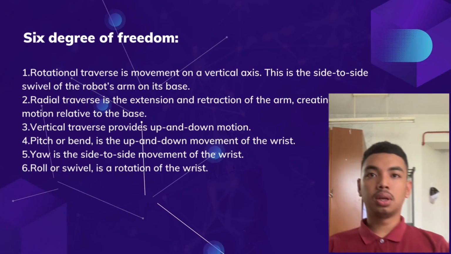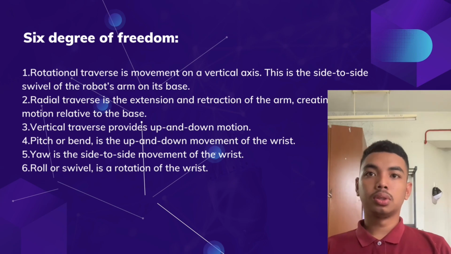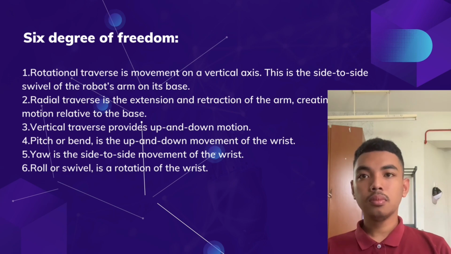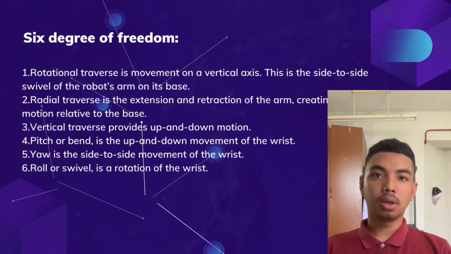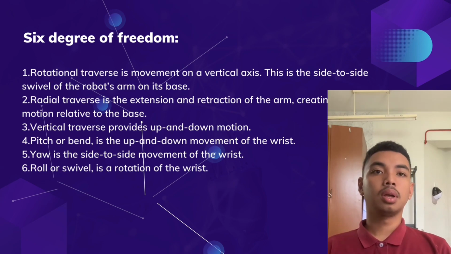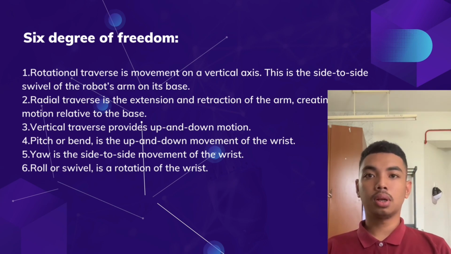And then 6 degrees of freedom. Number one, rotational traverse is movement on a vertical axis. This is the side-to-side swivel of the robot arm on the base. Number two, radial traverse is an extension and rotation of the arm, creating in and out movement relative to the base.